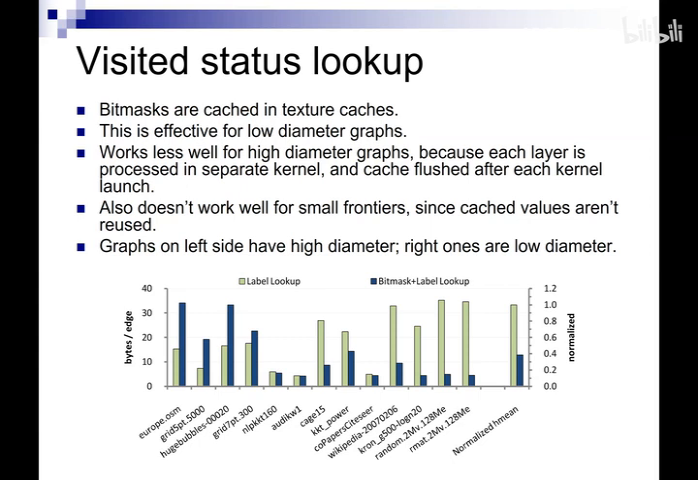They did some experiments on different types of graphs. The x-axis here represents different types of graphs, and they compared the amount of memory traffic for each edge using either just the label lookup, where you just have a label indicating the visited status of a node and you don't use the bit mask, or the bit mask plus the label lookup. So you go to the bit mask first, and if it says 0, then you have to go to the label also. They compare these two methods.